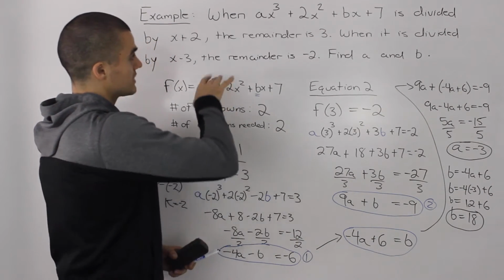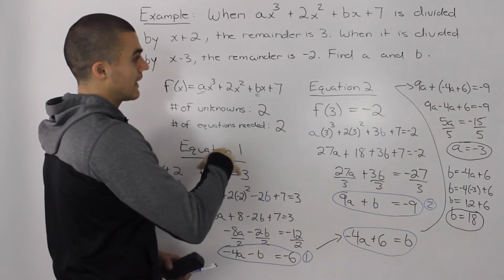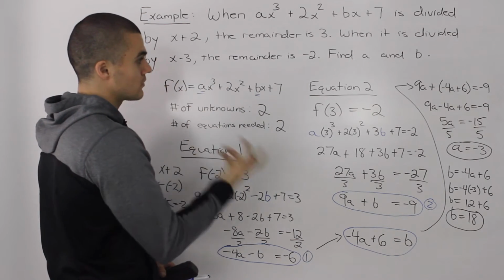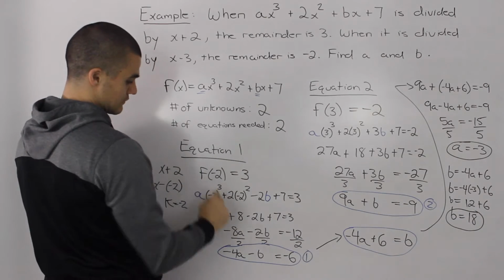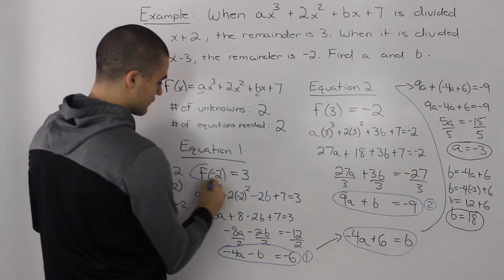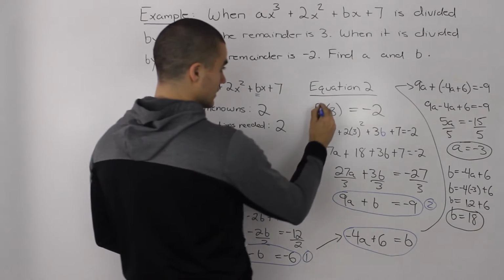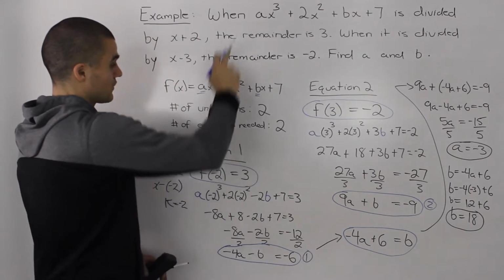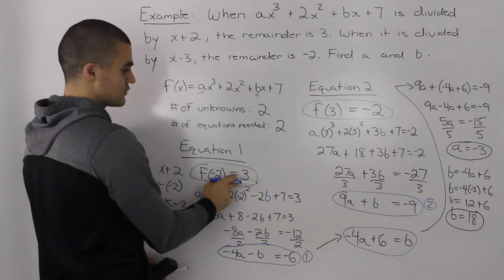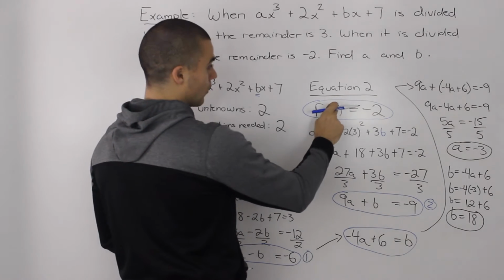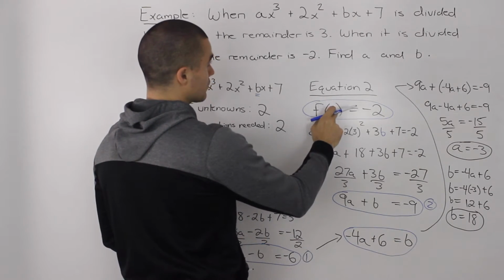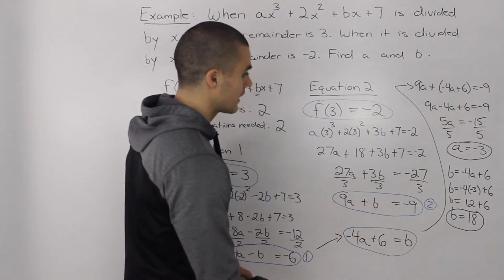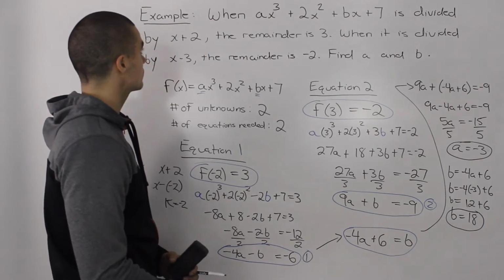If you're not going to do synthetic division and long division to check, I would at least do the remainder theorem to check, and then just see if these equations hold here. This f of negative 2 equals 3, and this f of 3 equals negative 2. So you plug in negative 2 for the x values, see if you get 3, and plug in 3 for the x values, see if you get negative 2.